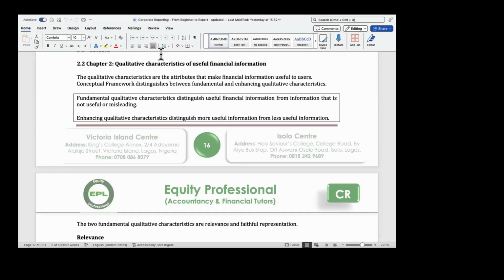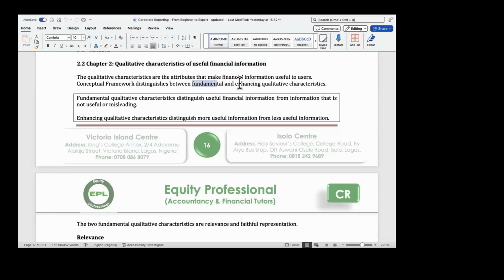Now, let's go to chapter 2, which is the second principle. This chapter 2 talks about the qualitative characteristics of useful financial information. Now, these qualitative characteristics are the attributes that a financial information must have for it to be useful financial information. And these attributes, the conceptual framework distinguishes into fundamental and enhancing.